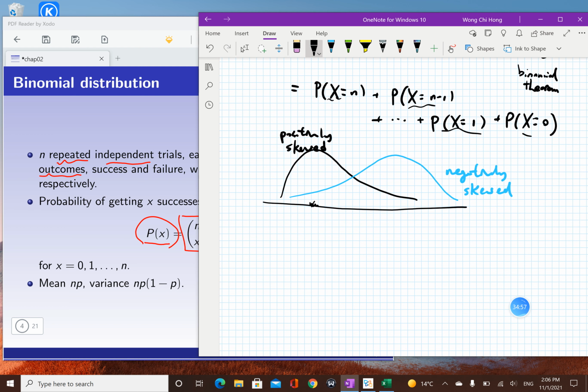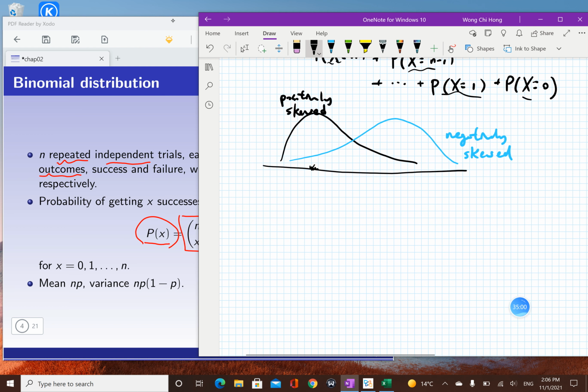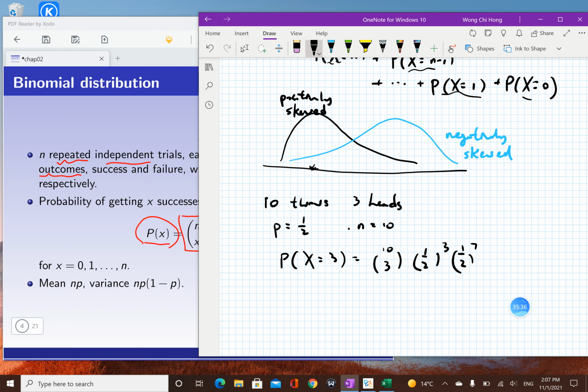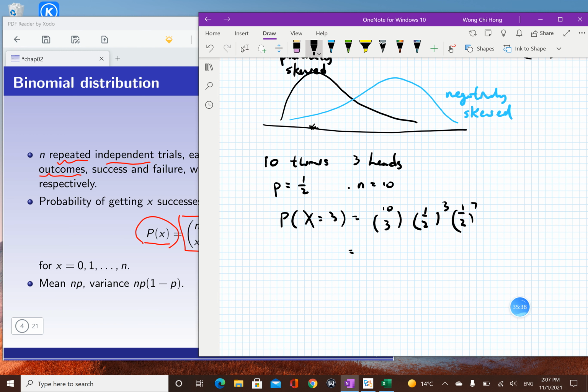In this case, if you are to answer my question earlier, you have 10 throws, 3 heads. You know that p is exactly equal to 1/2 if you're talking about a fair coin, n equals 10, then the probability of X exactly equal to 3 heads would be like what? 10 choose 3, I'll use a half, 3 times half, and then 7. And of course, you need a calculator for these things.